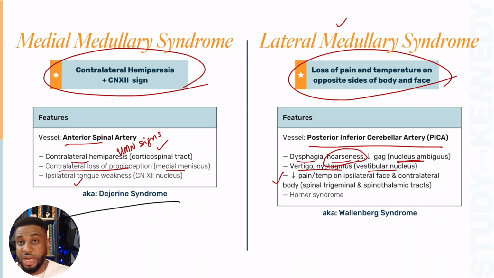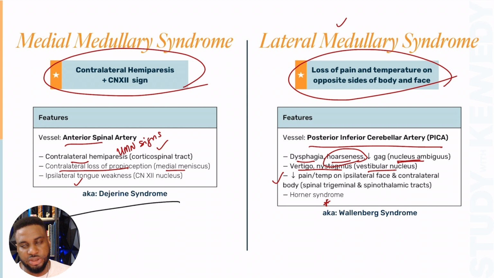So if there's loss of pain and temperature on the right side of the face, it means that this is right lateral medullary syndrome. If there's loss of pain and temperature on the left side of the face, it means that this is left lateral medullary syndrome. So the localization of the lesion is done with the help of the cranial nerves. There will be decreased pain and temperature on the ipsilateral face, the same side of the lesion, and contralateral body. These patients may also have Horner's syndrome.